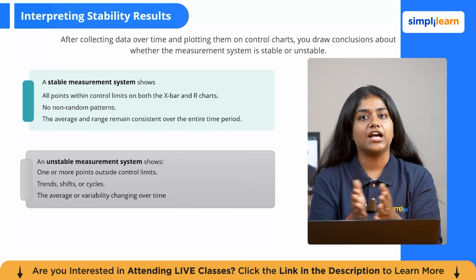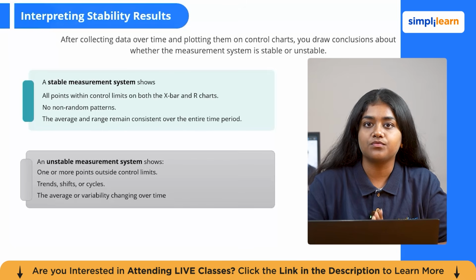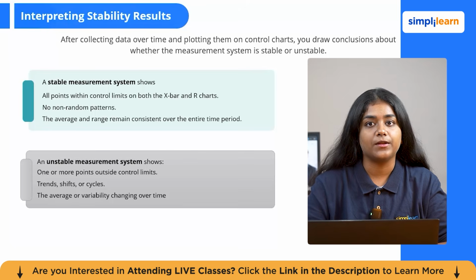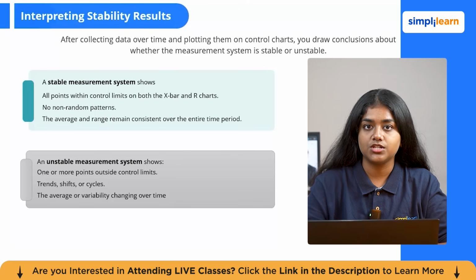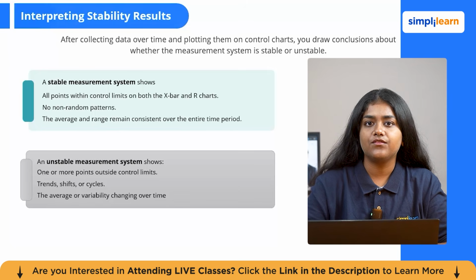A trend may show gradual wear or drift. A sudden shift may indicate a change in setup, operator, or calibration. A repeating cycle may suggest environmental effects such as temperature changes during the day. Average or variability changes over time. If the average measurement changes, the system may have bias or drift. If the range changes, the system may have repeatability problems.